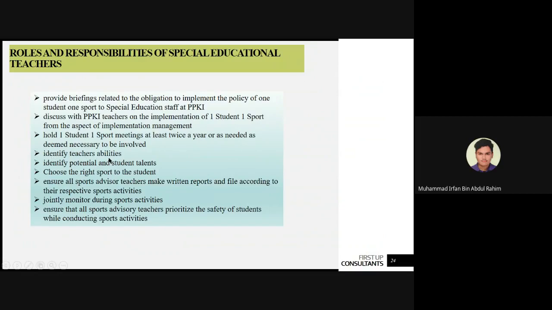Identify teachers' abilities and then identify potential and student talents. Next is choose the right sport for the student. Ensure all sport advisor teachers make written reports and file according to their respective sport activities. The second line is jointly monitor during sport activity, and the last one is ensure that all sport advisory teachers prioritize the safety of students while conducting sport activities.